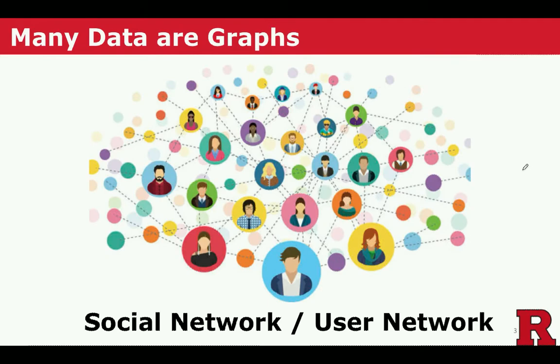Many real-world data can be represented by graphs. For example, social network. I'm sure we are all very familiar with social networks. We have Facebook, Instagram, Reddit, WeChat, and so on. Social network can be naturally represented by a graph, where nodes are the users and edges represent the relationships between the users. You can also have a bipartite graph where nodes can be the users or the products.